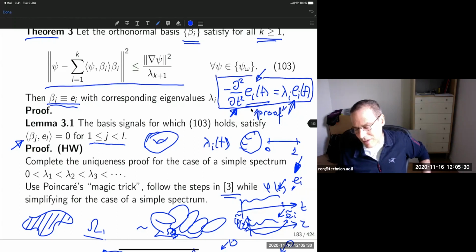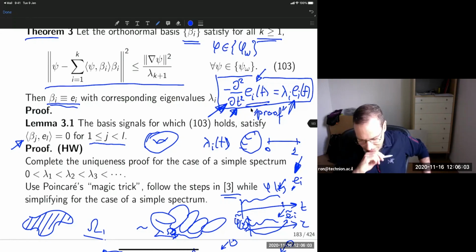And then we claimed that a basis would be the cosines and the sines. And then I said that, look, if the cosines and the sines are the eigenfunctions of this operator, then they are optimal. I mean, you cannot find a different basis for representing functions, in the worst-case sense, for functions that belong to my class of functions, psi omega.